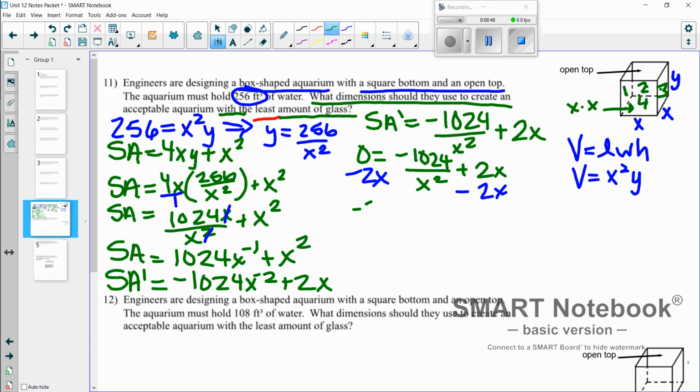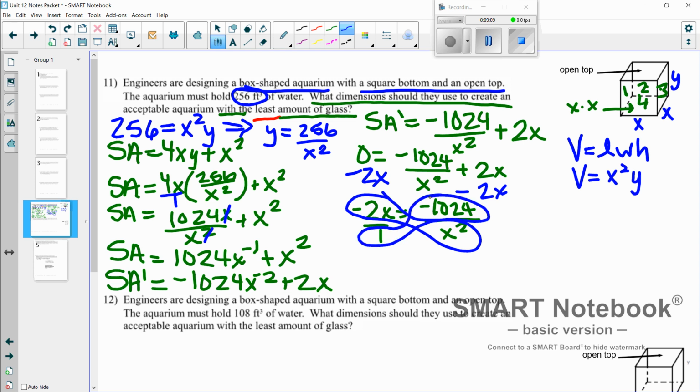We get -2x equals -1024 over x squared. Now, the reason we did that is because it's going to be easier to solve for x. Now, we can really throw this -2x over 1, and then we can just use our friendly cross multiplication to get x. So let's do that. We're taking -2x times x squared, and then 1 times -1024. So oh, I wanted green there.